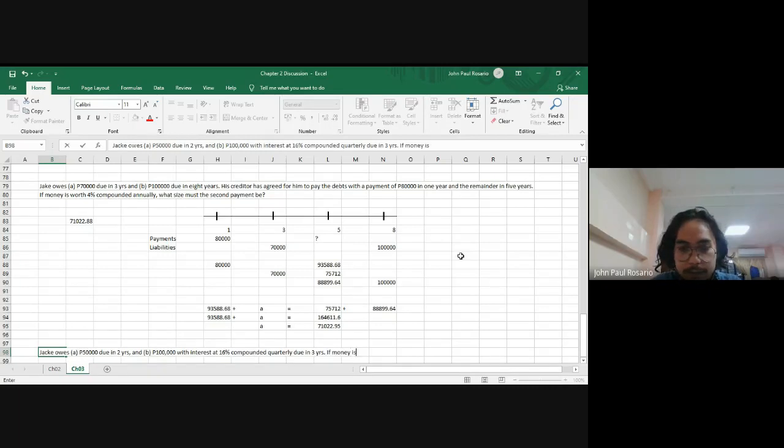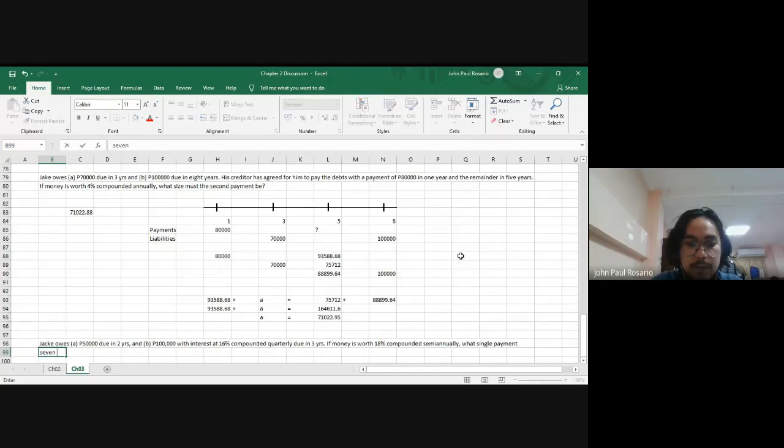If money is worth 18% compounded semi-annually, what single payment 7 years hence will be equivalent to the two original obligations?